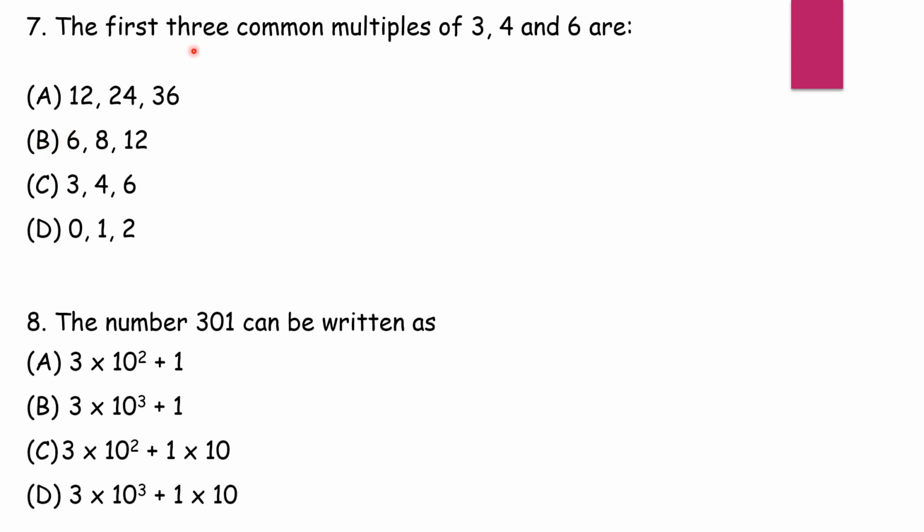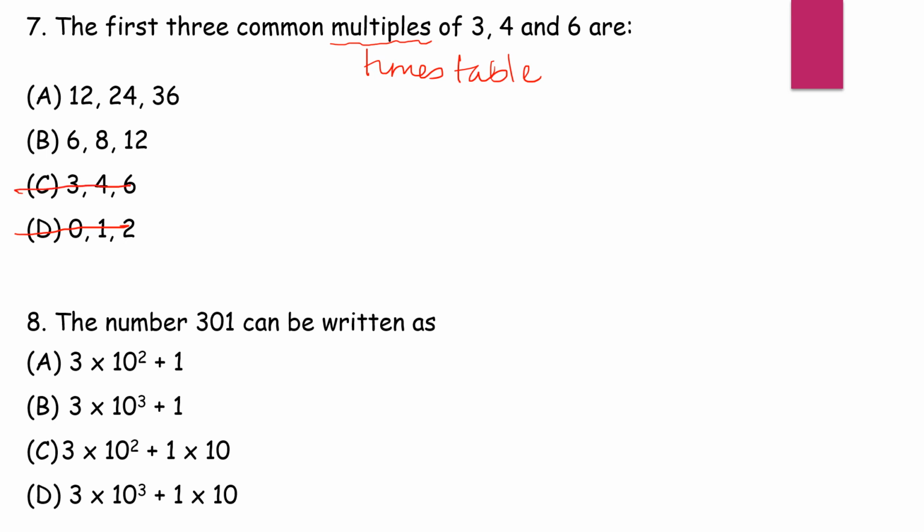Question 7. The first 3 common multiples of 3, 4, and 6 are. So when we talk about multiples, remember we're talking about the times tables. So they're going to be bigger numbers than 3, 4, and 6. So 3 1s are 3, 3 2s are 6, 9, 12, 4 1s are 4, 4 2s are 8, 4 3s are 12, 4 4s are 16. So that eliminates D and C.